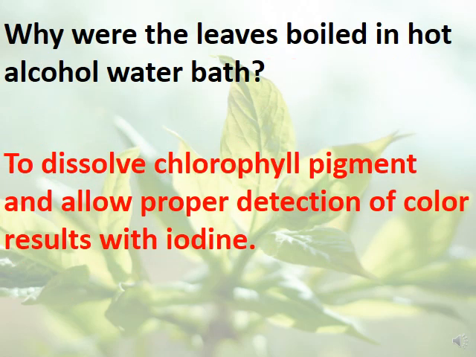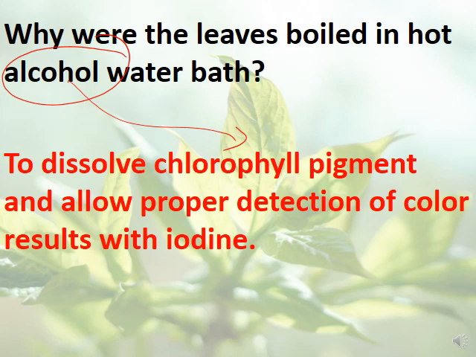So why were the leaves boiled in a hot alcohol water bath? To dissolve the chlorophyll pigment, to get rid of it, because hot alcohol removes the chlorophyll, so that the green color will be removed. So whenever we add the iodine water, we can see clearly and detect properly if there is starch or not.